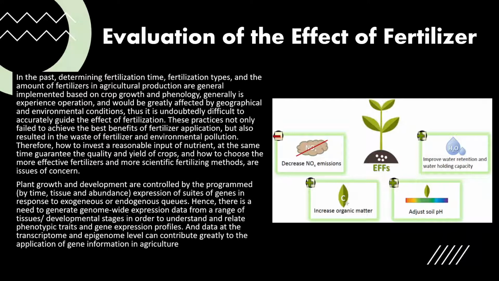In total, plant growth and development are controlled by the programmed expression of suites of genes in response to exogenous or endogenous cues. Hence, there is a need to generate genome-wide expression data from a range of tissues or development stages in order to understand and relate phenotypic traits and gene expression profiles, and data at the transcriptome and epigenome level can contribute greatly to the application of gene information in agriculture.